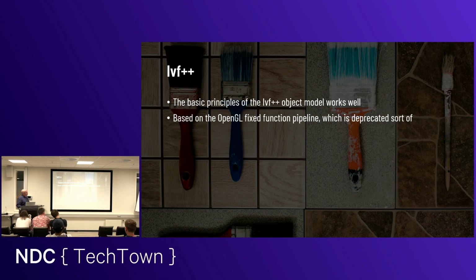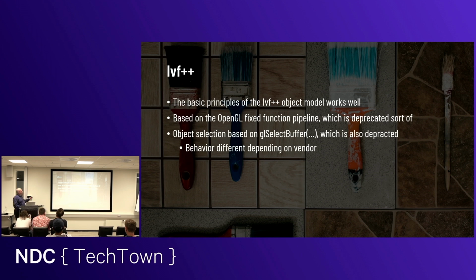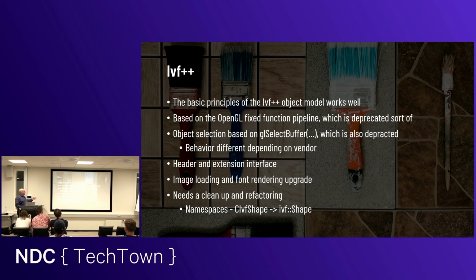It uses the OpenGL fixed function pipeline, which is deprecated, sort of. All graphics vendors today actually still support it, so it's there, but it's not modern. Also some of my selection methods to select objects in the scene were really not working well on different graphics cards. And I also had an extension interface. And what I did was I refactored all the namespaces, changed it, and I also added this create method on every class to be able to easily create smart pointer references.